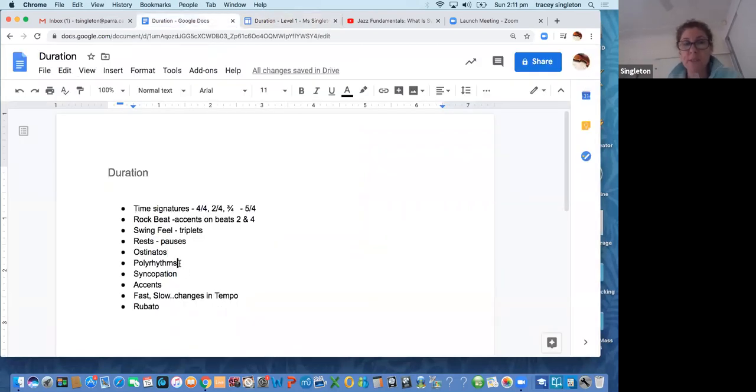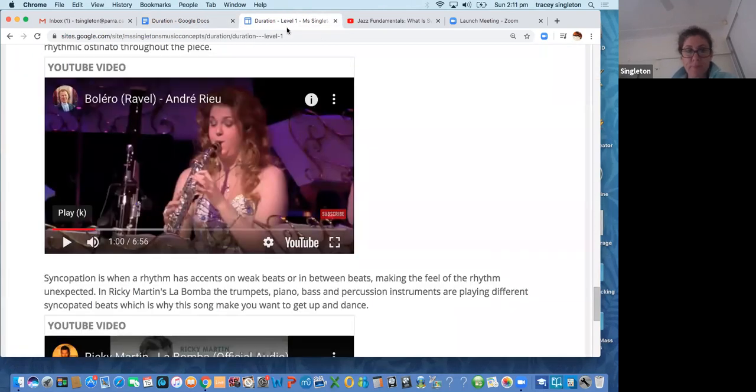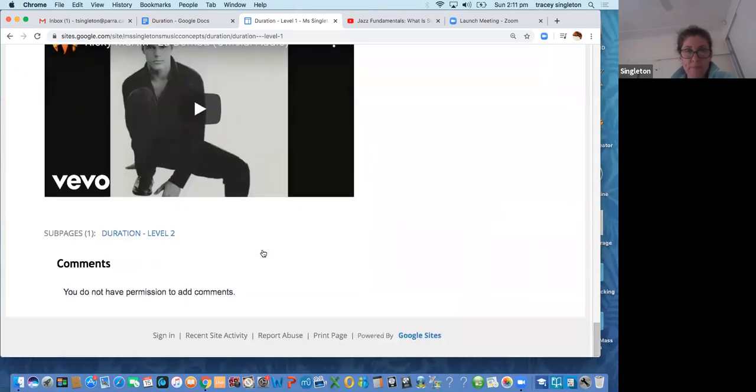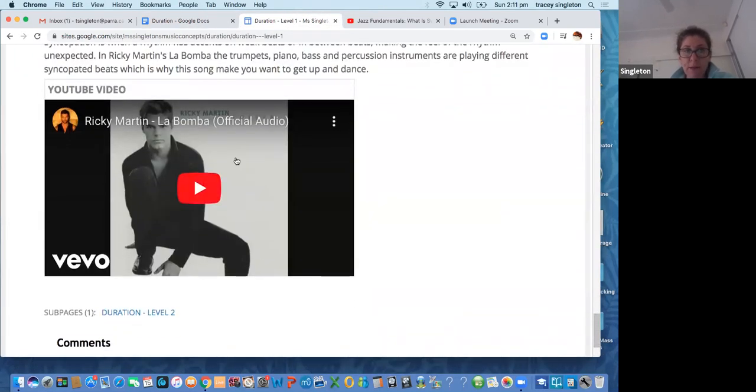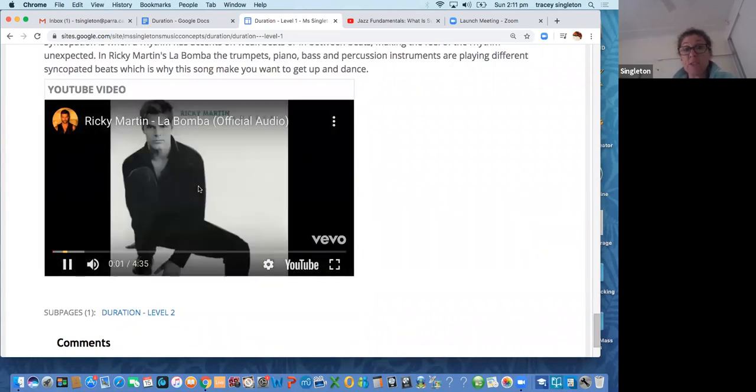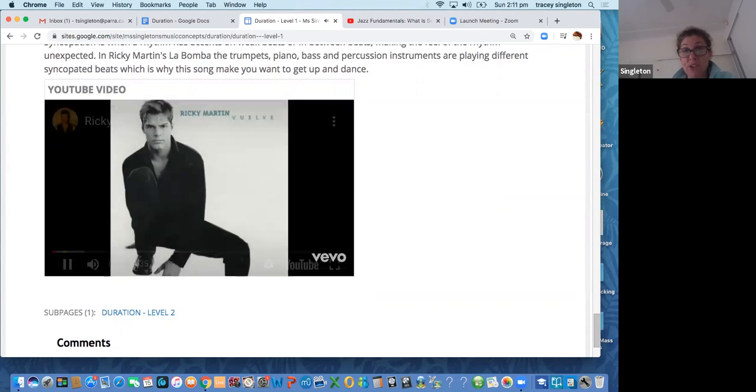Polyrhythms. Polyrhythms is when you have two different rhythms or more playing at the same time. Yes, definitely this Ricky Martin one would have it. Let's have a listen to this. This one also has a lot of syncopation as well. But you've got a lot of different rhythms playing at the same time.